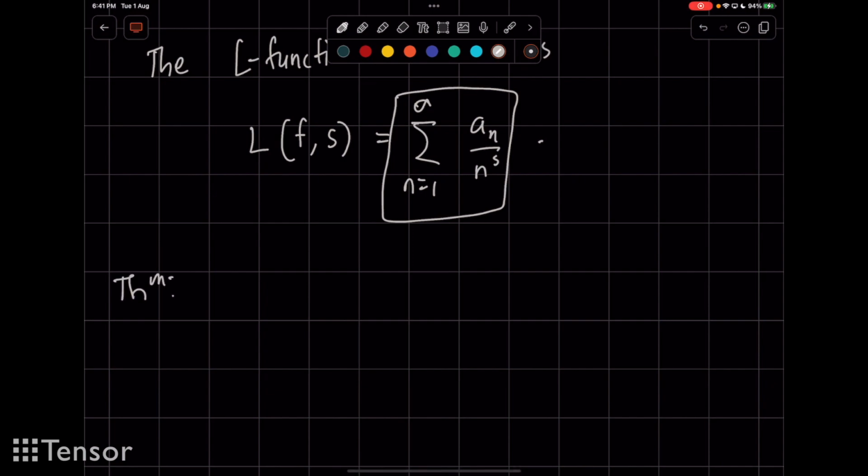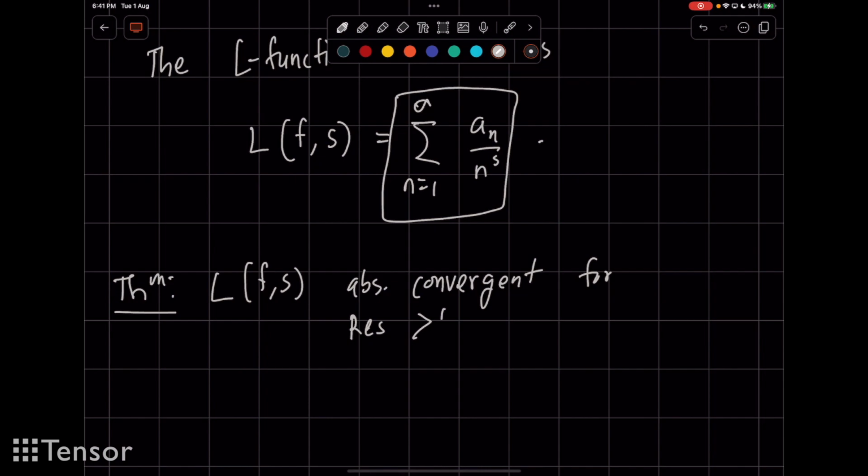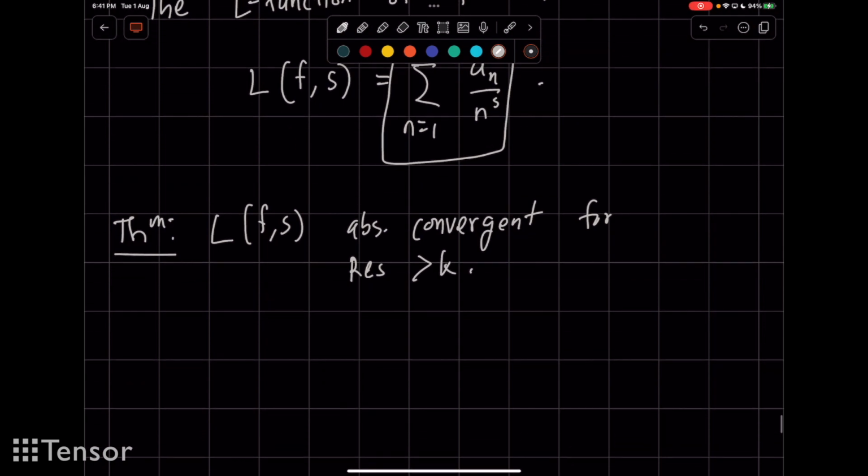Now it's a natural question to ask where this L function converges. The answer is that L of f comma s is absolutely convergent for the real part of s being greater than k. We are going to prove it now. Proof. Earlier we proved that the nth coefficient grows like n to the k minus 1, so we shall use this result.